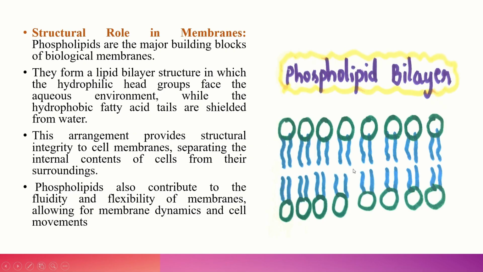The selective permeability allows cells to maintain internal conditions, that is, they control the transport of essential molecules and prevent the entry of harmful substances. Thus, phospholipids contribute to the fluidity and flexibility of the membranes, allowing for membrane dynamics and cell movements.